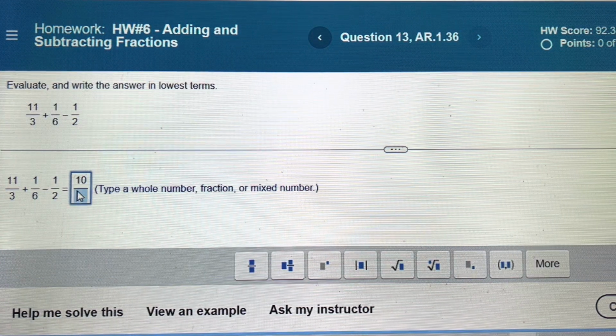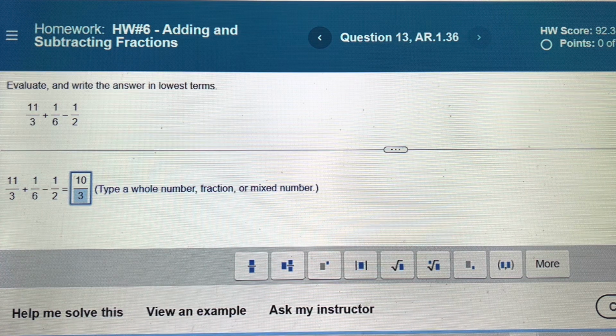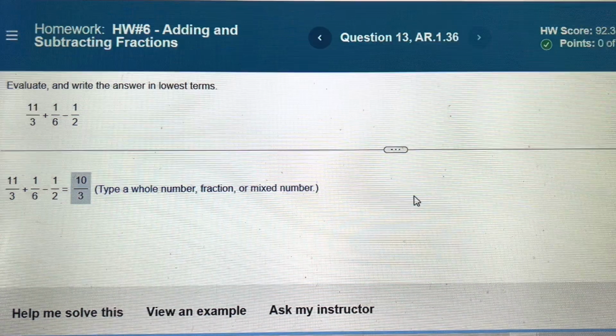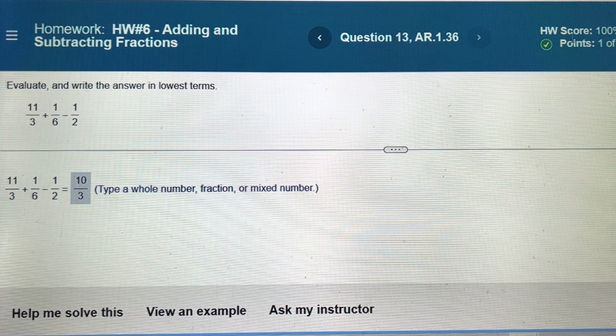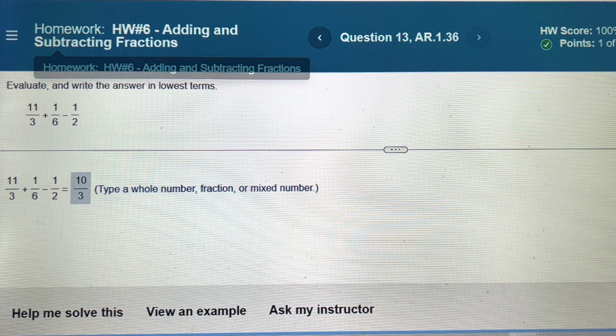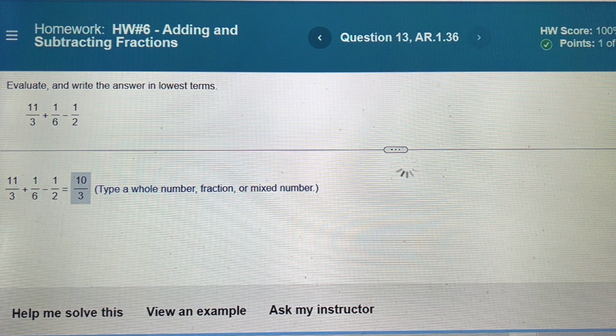10 over 3. That's an improper fraction, but no problem. We actually prefer that in upper level math classes. So now we have 100% over here. 13 out of 13 on homework number 6. 6 down, 1 to go.